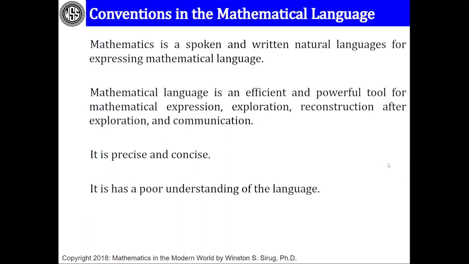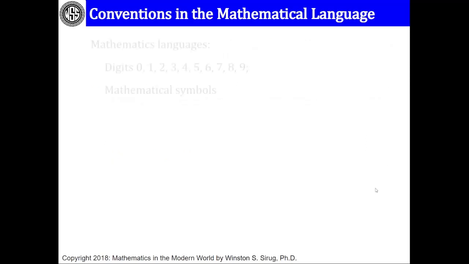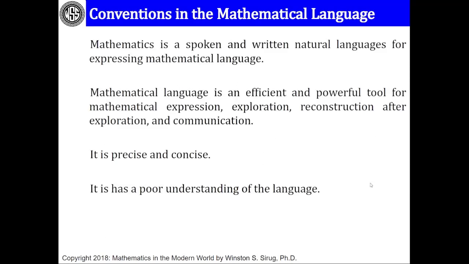So, convention in the mathematical language. Mathematics is a spoken and written natural language for expressing the mathematical language. So, mathematical language is an efficient and powerful tool for mathematical expression, exploration, reconstruction after exploration, and communication. So, mathematical language is precise and concise. It has a poor understanding of the language.